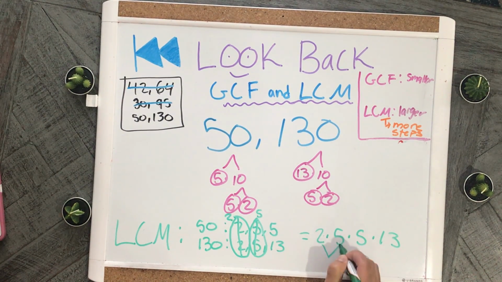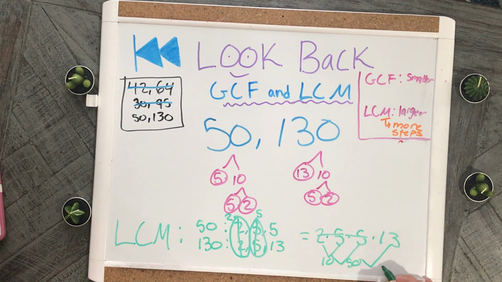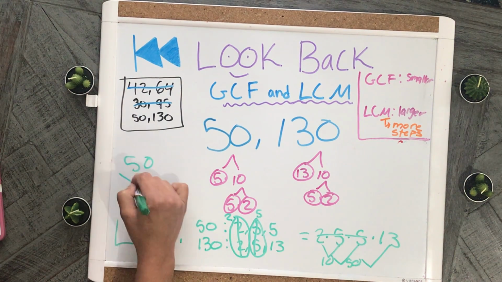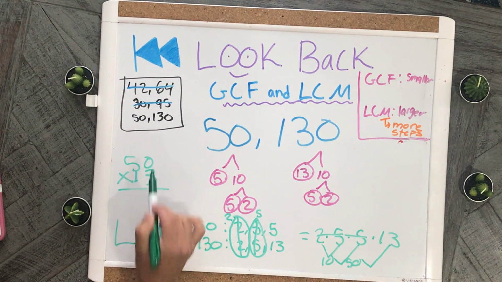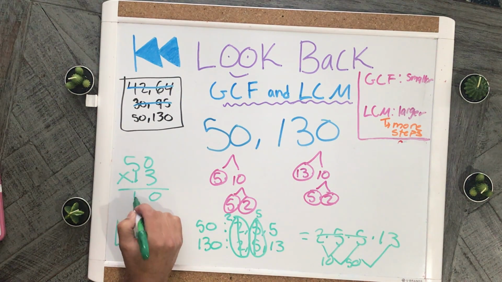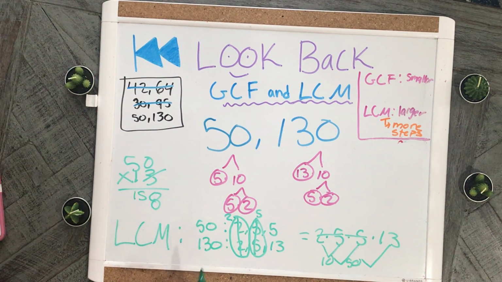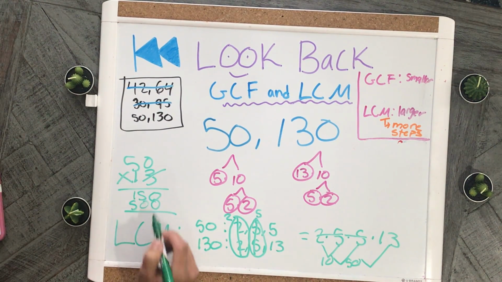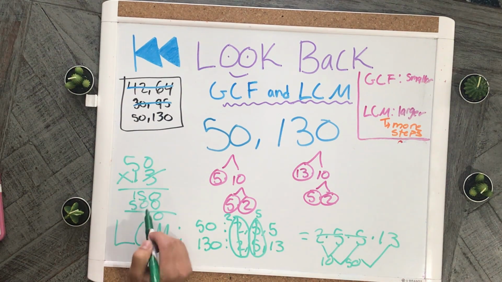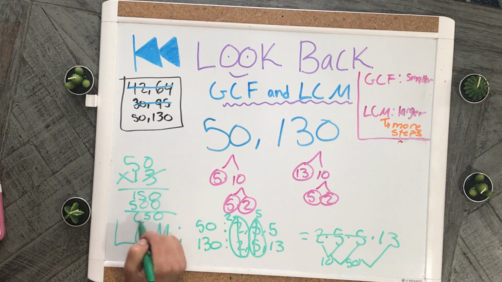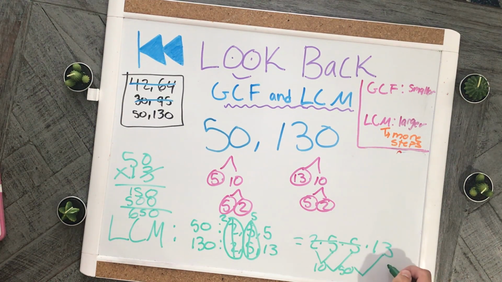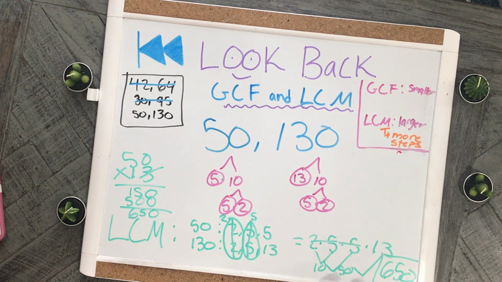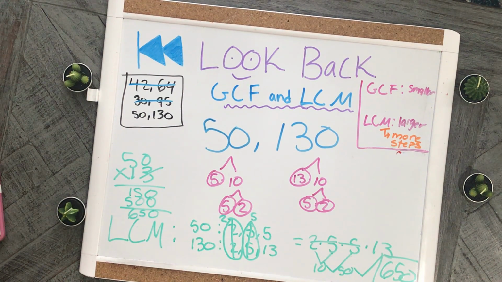Now, 2 times 5 is 10, 10 times 5 is 50, and then 50 times 13, well, let's figure that out. 3 times 0 is 0, 5 times 3 is 15. We're done with that 0, hold our place value of 0. 1 times 0 is 0, 5 times 1 is 5. Now let's add these together. 0 plus 0 is 0, 5 plus 0 is 5, 5 plus 1 is 6. So our least common multiple is 650. Hopefully I wrote that well enough for you to see it, but it's 650.